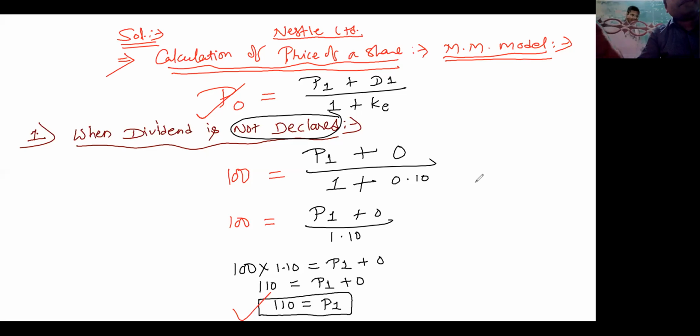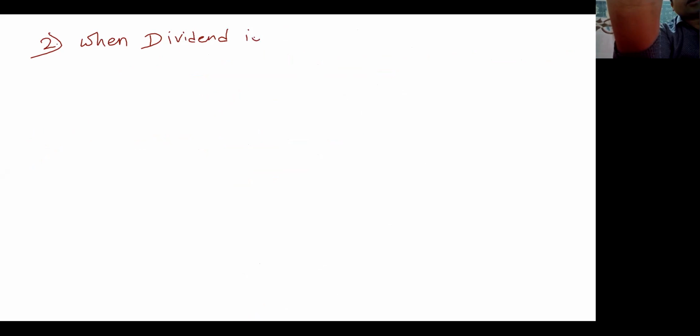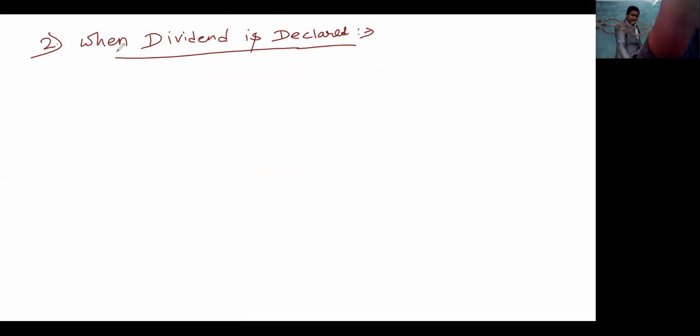Next. Now the second one is what beta? When dividend is declared. What will be the market price when dividend is declared? So secondly, see, first one is done, when dividend is not declared. Now the second one is when dividend is declared. So when dividend is declared, same formula: 100 will be the same, is equal to P1, we have to find out the P1.